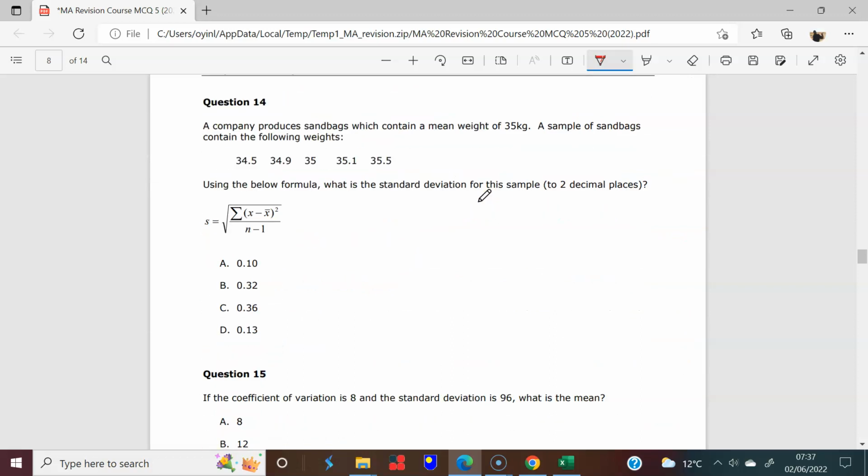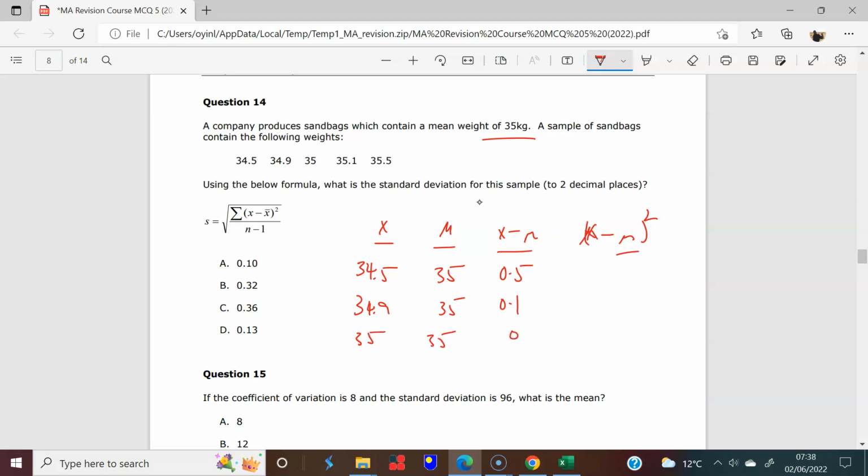And do exactly the same thing here. Our first task is to find the mean. Oh, it's given to us. Perfect. So again, we have x, we have the mean, we have x minus the mean, and we have x minus the mean squared. That's the task in front of us. So we have here 34.5, and we have 35, and we have 0.5. We have 34.9, we have 35, we have 0.1, we have 35, we have 35, we have 0, we have 35.1, we have 35, we have 0.1, we have 35.5, 35, and we have 0.5.